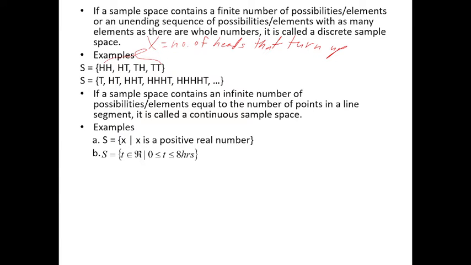Kailan natin masasabi kung ano yung mga possible values niya? Bago natin matukoy kung kailan natin masasabi na discrete random variable. So, yung mga possible values, number of heads that turn up, 0 head, 1 head, and 2 heads, no? So, 0, 1, and 2. So, yun ang mga possible values ng ating random variable x. Okay, 0, 1, and 2.